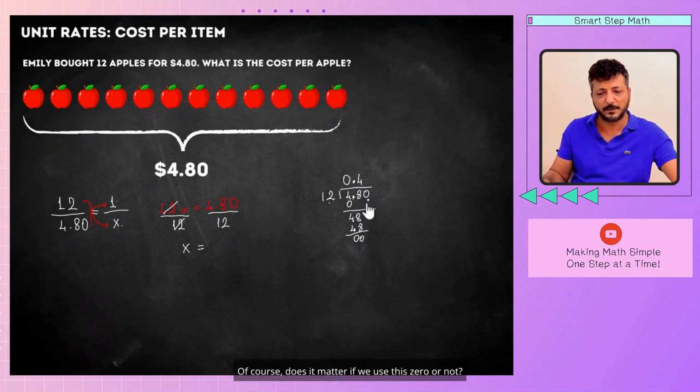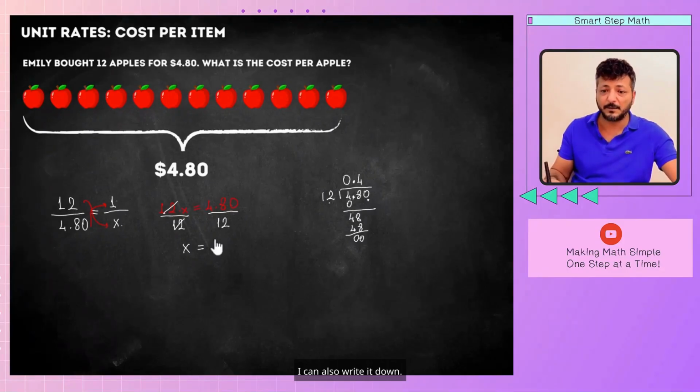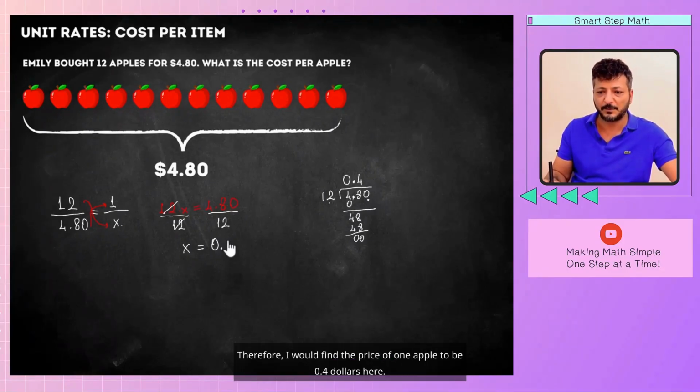Of course, does it matter if we use this 0 or not? We will learn this in decimal numbers. Zeros after the decimal point have no significance. In other words, I can write as many zeros as I want at the end of a number. I can also write it down. Therefore, I would find the price of 1 apple to be $0.4 here.